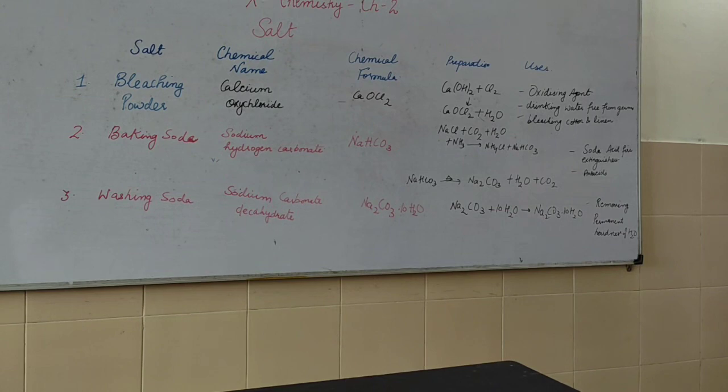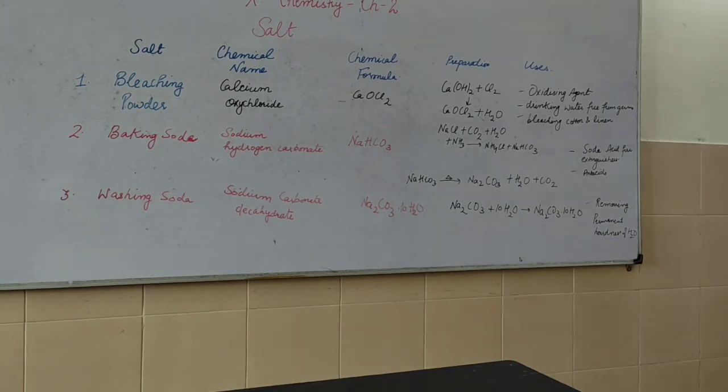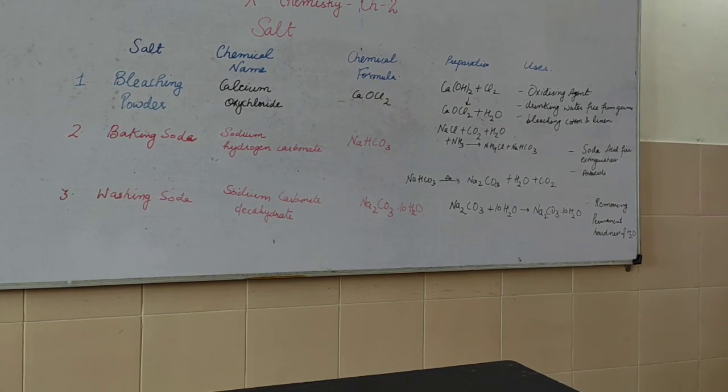In the last class, we already discussed two compounds, sodium chloride and sodium hydroxide. Sodium chloride is rock salt or common salt. Sodium hydroxide is NaOH, also known as lye or caustic soda. Okay? So, in this class, we will discuss three different salts.